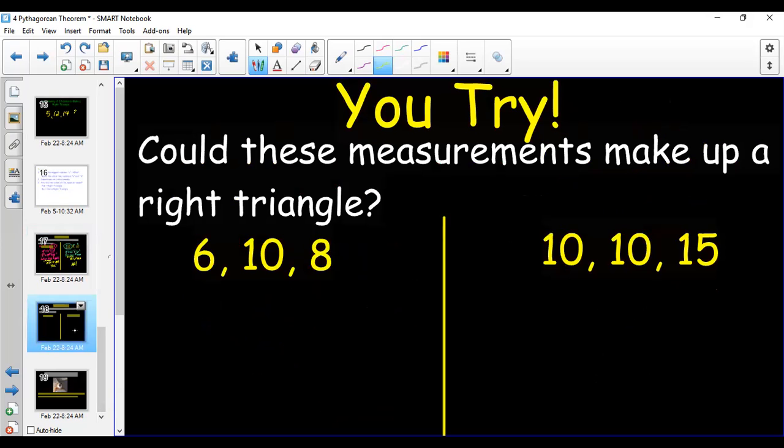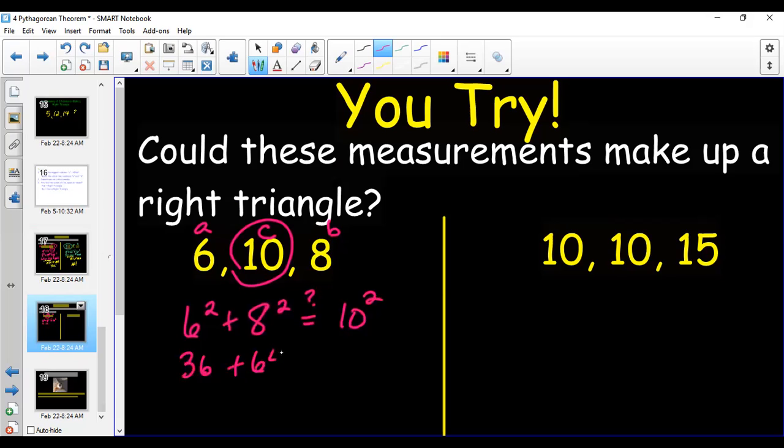All right, let's try a little bit on your own. You guys can go ahead and pause now, and we'll go through the answers together. All right, let's see how you did. 10 should have been your C. The other ones, again, you can mix and match. So we should have had 6 squared plus 8 squared equals 10 squared. That's 36 plus 64. Does that equal 100? Let's see, 36 plus 64. It does equal 100. So are these a right triangle? Yes, these three measurements would make a right triangle.